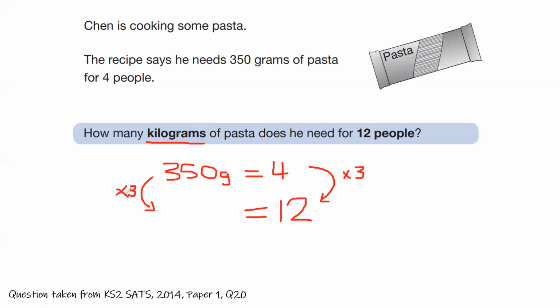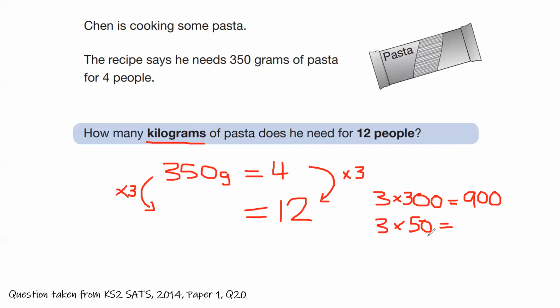So 350 times 3, I don't know that one off the top of my head. So what I'm going to do is 3 times 300, and then 3 times 50. And I think I can probably work both of those out. So 3 times 300, we can ignore the zeros for the moment and just do 3 times 3, which equals 9. Then we'll add the 2 zeros back on the end. So 3 times 300 equals 900.